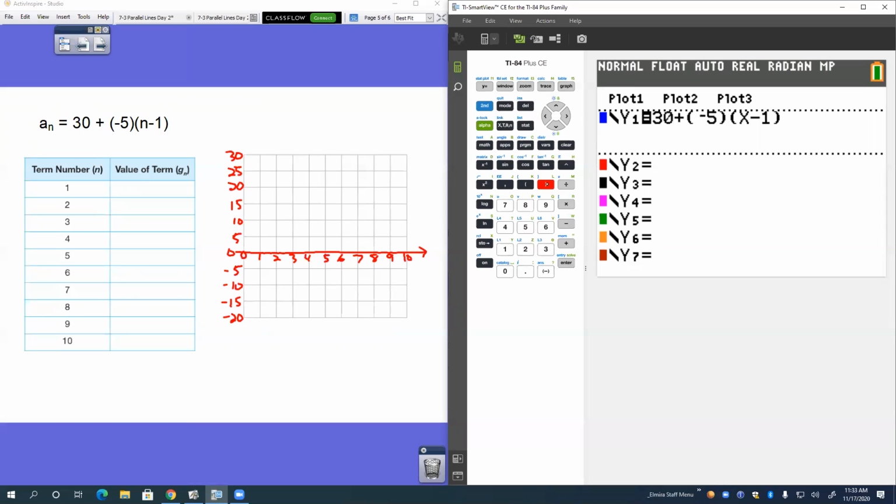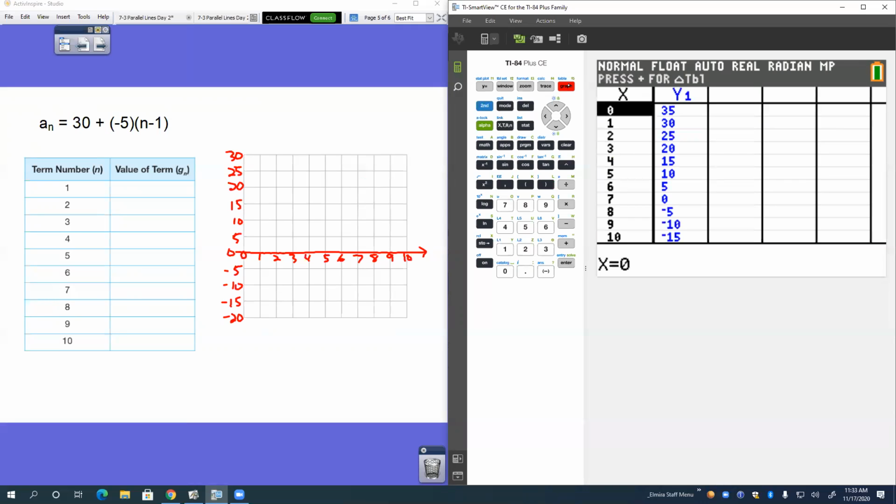So I already went and typed this one into the calculator exactly how it looks. 30 plus parentheses -5 parentheses x minus 1. So when we go to our table, second and table, remember we ignore the zero value. Be very careful because it's very easy to make a mistake where you just go, okay, the first one's 35 and write in 35 for 1. So be very careful when you're copying over the table. So we start with 30. We have 30, 25, 20, 15, 10, 5, 0, -5, -10, and -15.